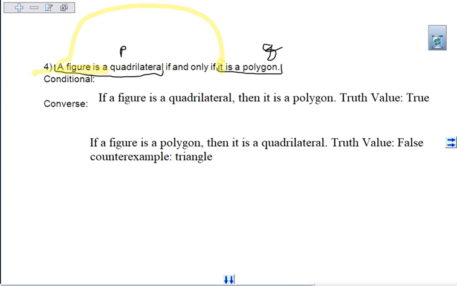On your assignment today, please make sure that you capitalize the beginning of your sentences and put a period at the end of your sentences. If you are writing a conditional statement or a converse, make sure that you have a comma before the word then.